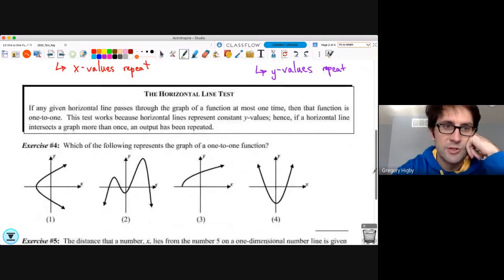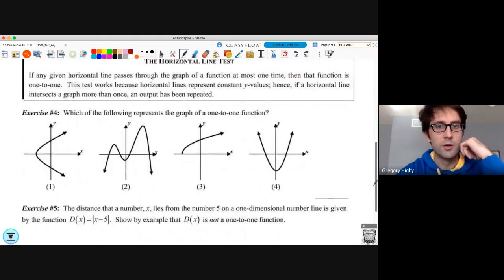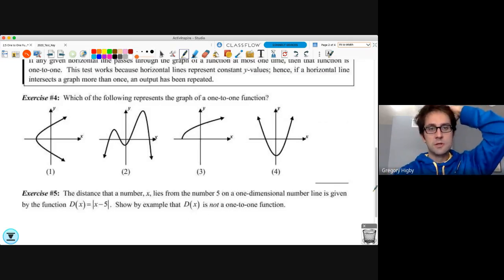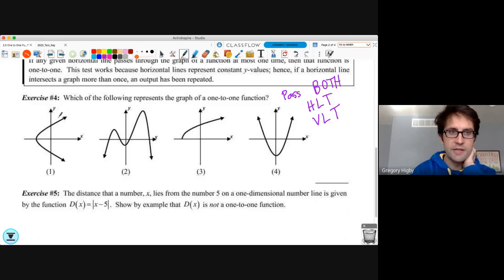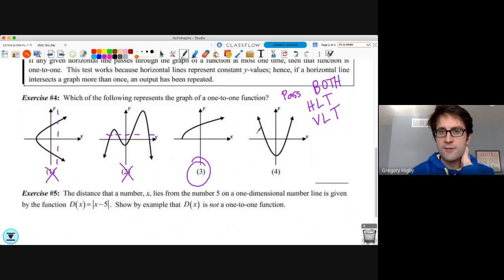And so now we can answer a question like number 4, which of the following represents a graph of a one-to-one function. So as you're looking at it, it must pass both the horizontal line test and vertical line test. So as you're looking at option 1, it fails the vertical line test, so that's not right. Option 2 does pass the vertical line test, but it fails a horizontal line test. So that's not right. 3 is where it's at. So it passes everywhere. And 4, just like in the previous exercise, fails the horizontal line test. It does pass the vertical line test again.